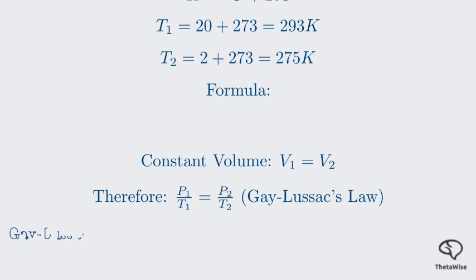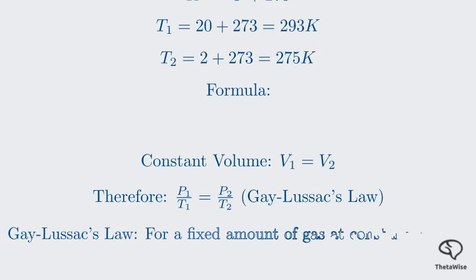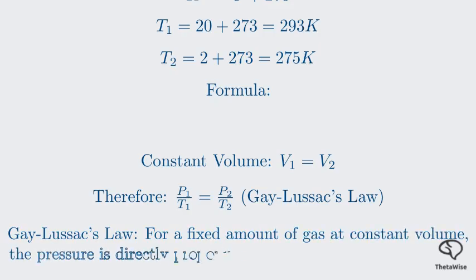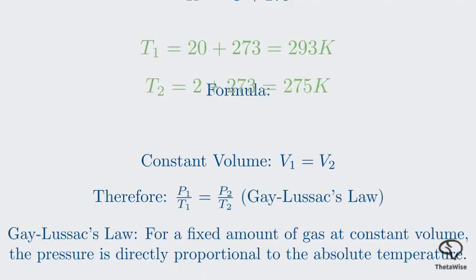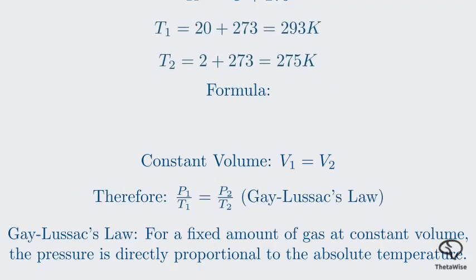This simplified equation is Gay-Lussac's law, which states that for a fixed amount of gas at constant volume, the pressure is directly proportional to the absolute temperature. This means that if you decrease the temperature, the pressure will also decrease. We have our formula and all our data, including the correct Kelvin temperatures. Let's solve for P2. We'll use Gay-Lussac's law to find the final pressure.